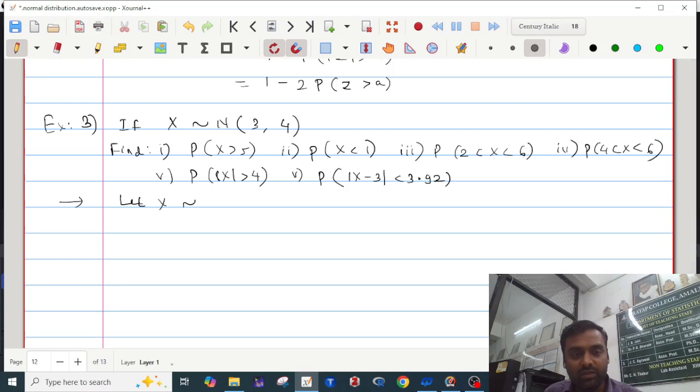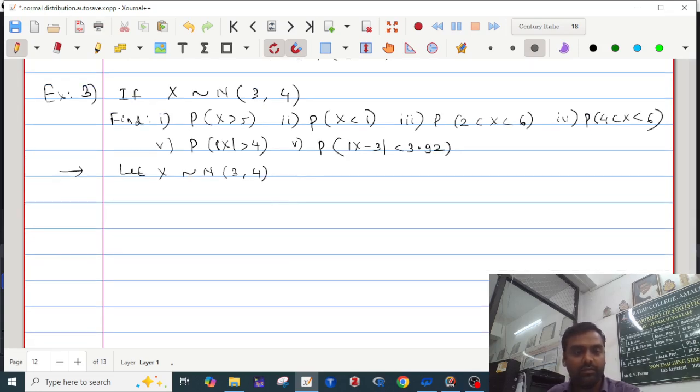Let x follow normal distribution with parameters 3 comma 4. First, probability of x greater than 5.